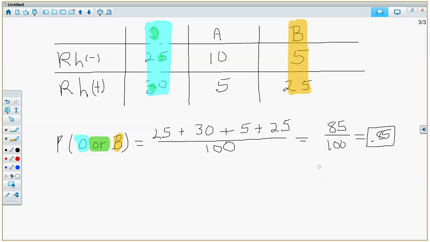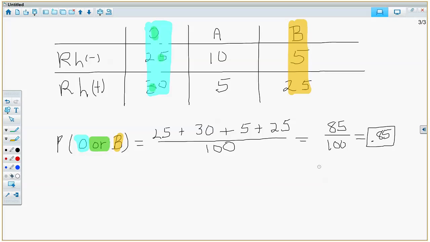Why do you say yeah? Just to say yeah, or why would you say yes? That looks about right, because your biggest numbers are in the O and the what? B column. So yes, that would be about right.